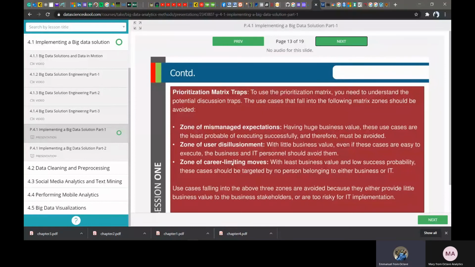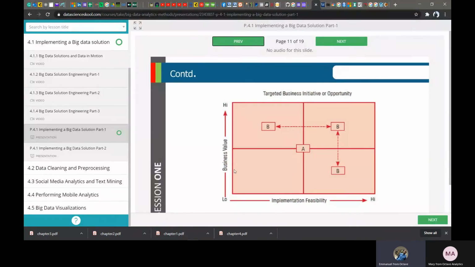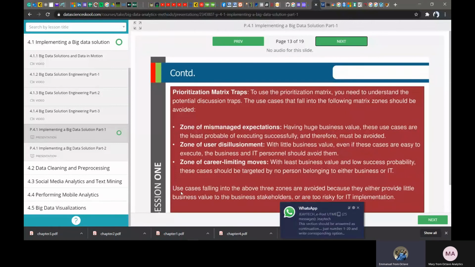And you have the zone of career limiting moves. With least business value and low feasibility, these use cases should be targeted by no person belonging to either business or IT, because the ones that fall at the left bottom are not easy to implement and do not even give good business value. So why should we even go for that kind of use case? So use cases falling into the above three zones are avoided because they either provide little business value to the business stakeholders or are too risky for IT implementation.